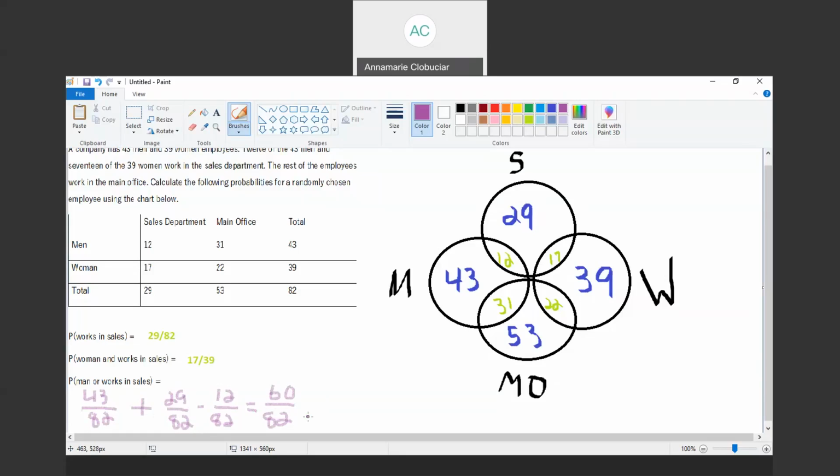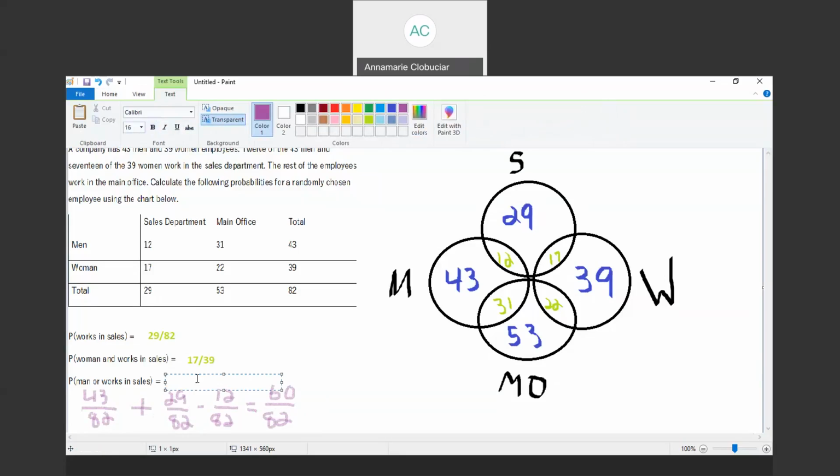You could probably simplify this problem, but a lot of times professors don't really require you to simplify. For the sake of this demonstration, I'm not going to, but if your professor wants you to, by all means do it. So the answer to our last problem is 60 over 82.